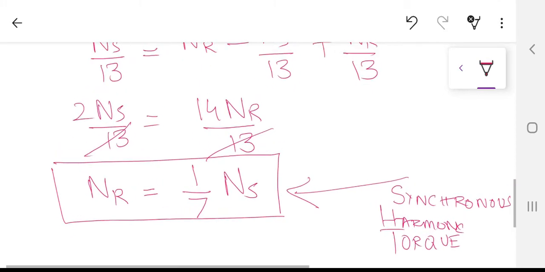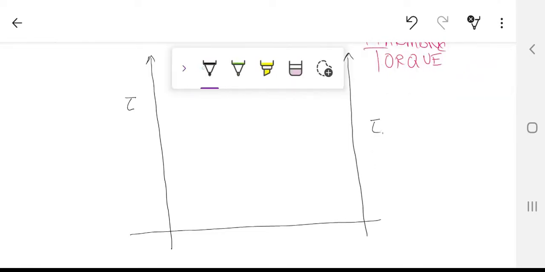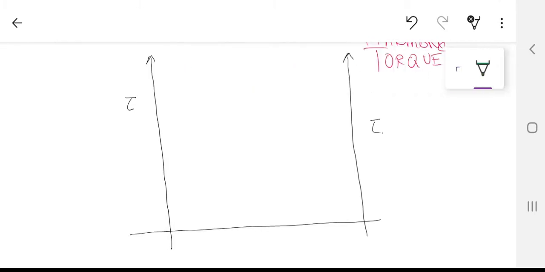Now, how is this actually going to be represented on the torque slip curve? Let me just draw a torque slip curve over here. On the y-axis I have the torque, and I can draw it on this side as well, just for importance. If I draw this one over here in green color, this is my torque slip curve.